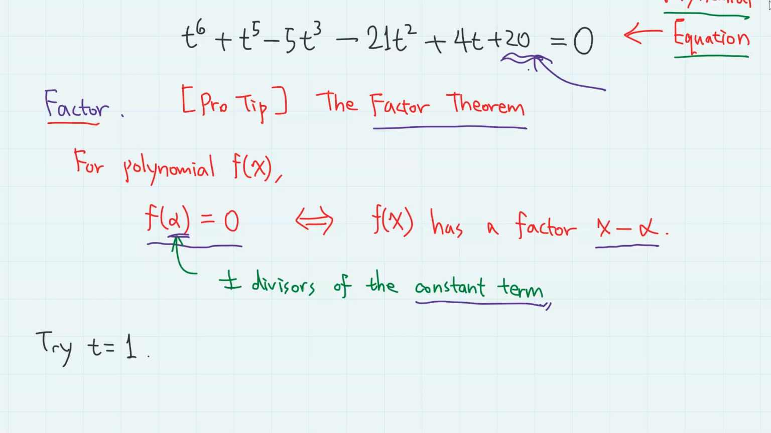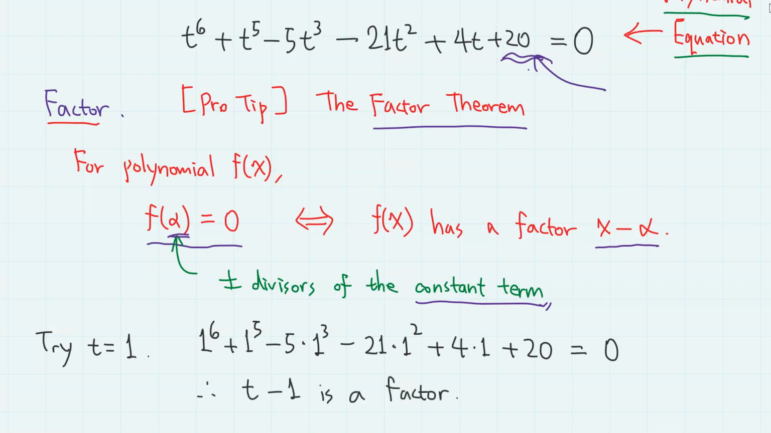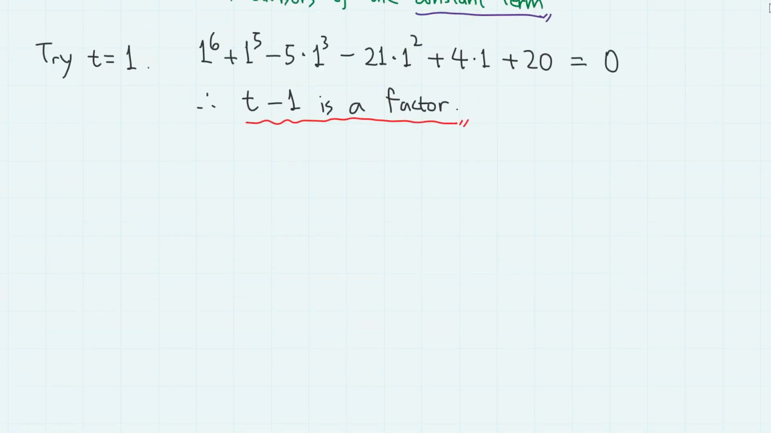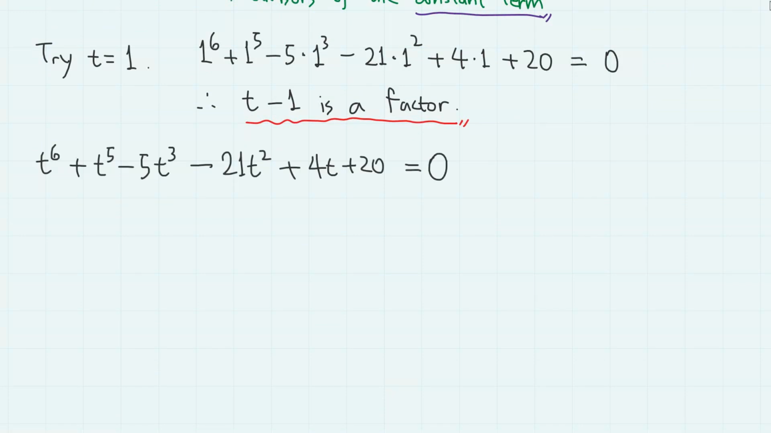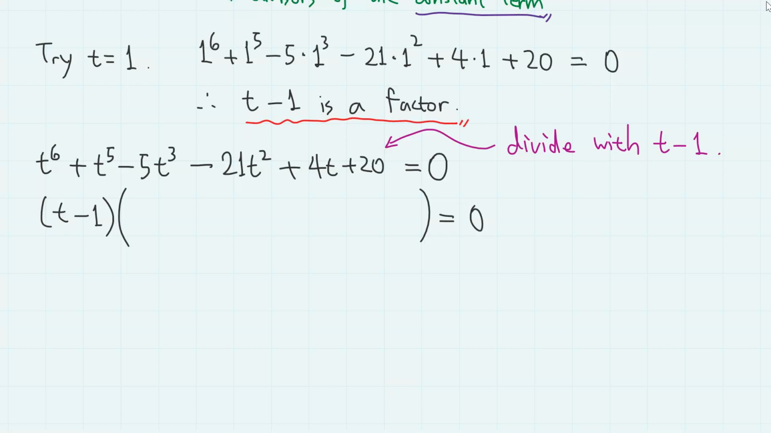First, let's test t equals 1. Notice that t equals 1 satisfies the equation. Therefore, t minus 1 is a factor. So the given equation can be written as t minus 1 times something equals 0. In order to find that remaining part, we must do the polynomial division. Here we can use the synthetic division, which is an extremely useful tool when dividing with a first-degree polynomial.